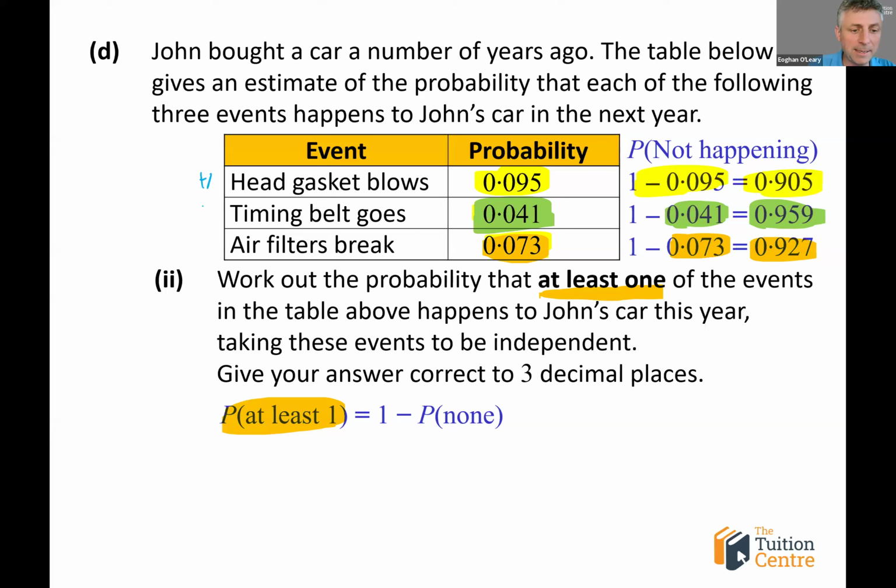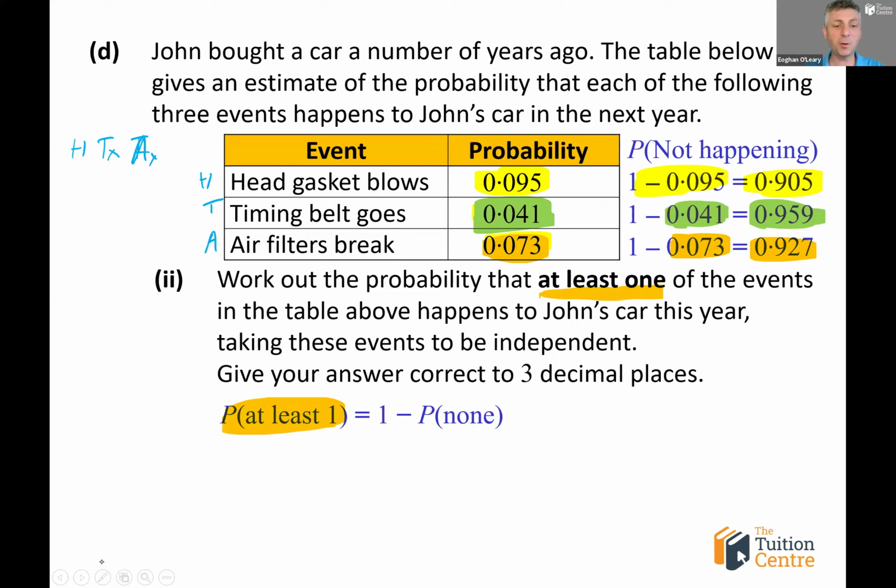So let me just call that H, T, and A. So I was saying H, but not T and not A. But that's not quite right. Because, of course, it could have been that the head gasket blows, the timing belt goes, and the air filter doesn't. Or it could have been the head gasket goes, the timing belt doesn't, and the air filter goes. Or it could have been all three of them. So there's actually lots of possibilities there.